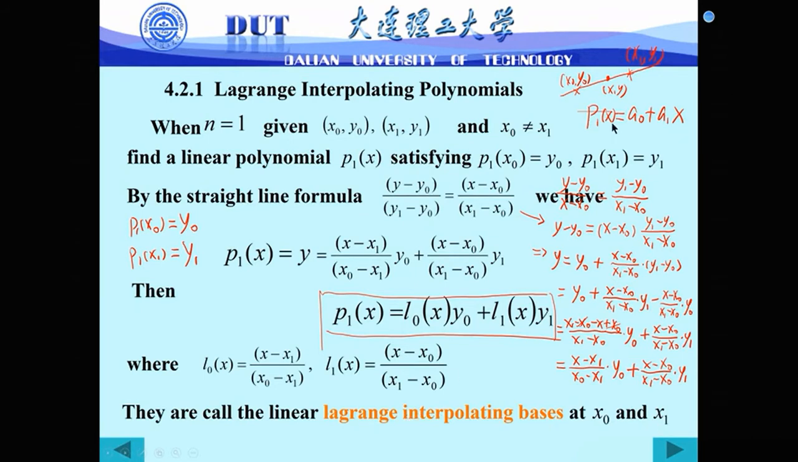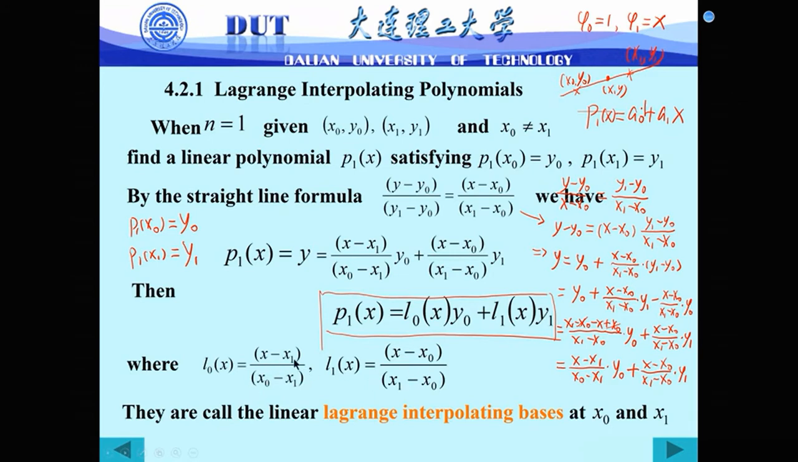So you should know what the difference is here. In the beginning, we represent p1(x) by the linear polynomial a0 plus a1x. That means we use the two bases a0 multiplied by 1 plus a1 multiplied by x. That means we choose phi0 as 1 and phi1 as x, and the two coefficients are a0 and a1. But now we change. We don't use the two basis functions 1 and x. We use these two new basis functions.